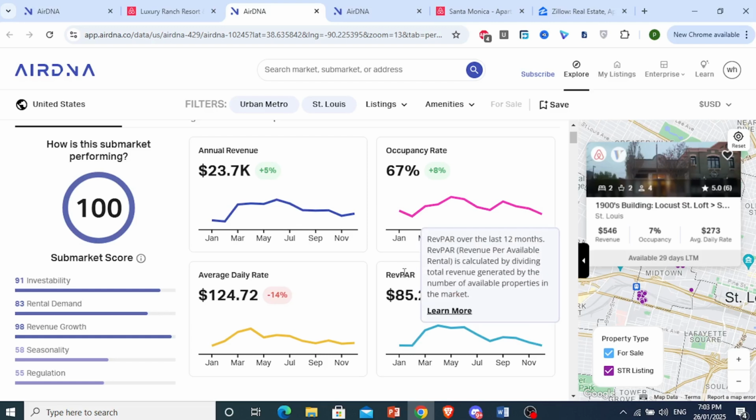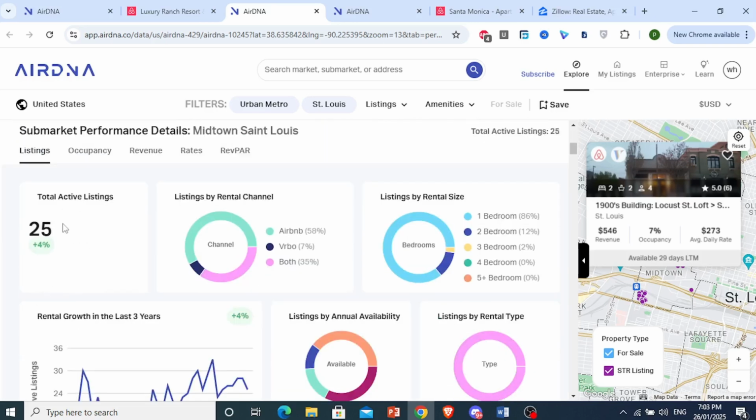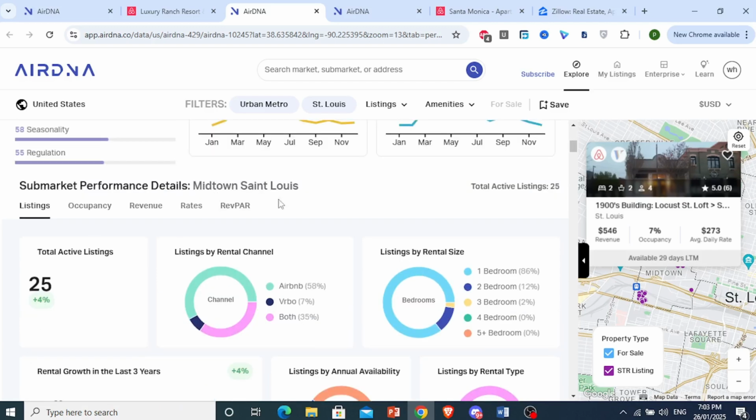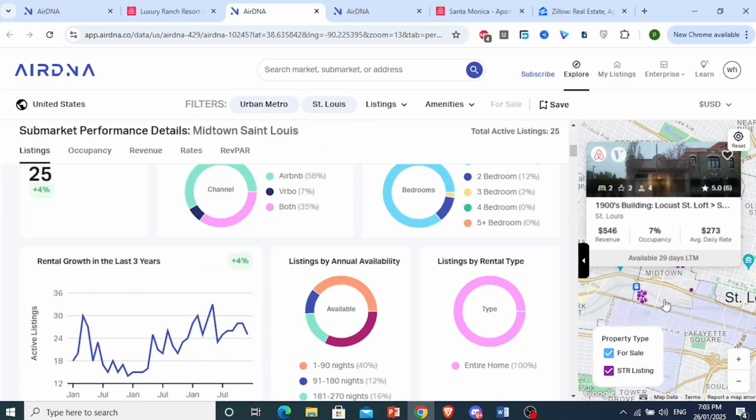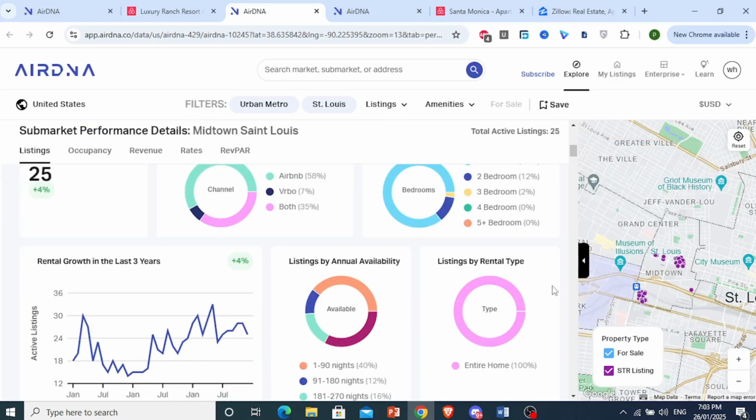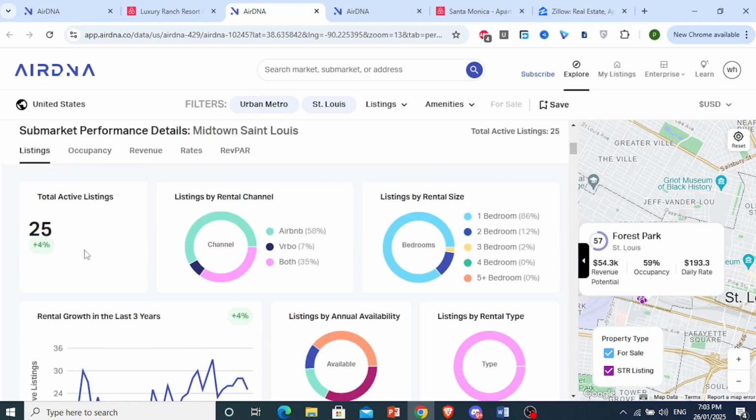And then we have a RevPAR, which is basically the revenue per available rental. You calculate this by dividing the total revenue that is generated by the number of available properties in the market. Okay. Now, if we come down here, you'll see that this area, Midtown St. Louis, has 25 active listings. That means there are 25 properties that are available for short-term rentals. Maybe that could mean that this is an underserved market, right?